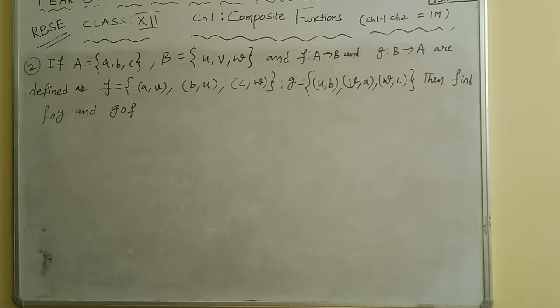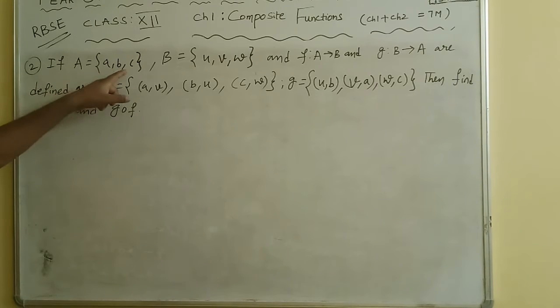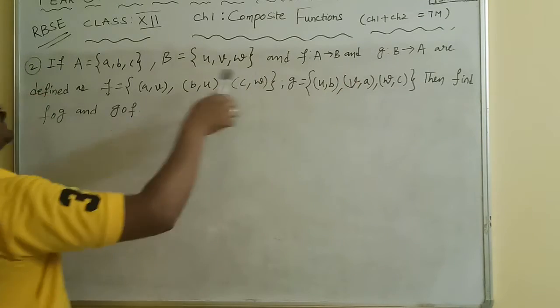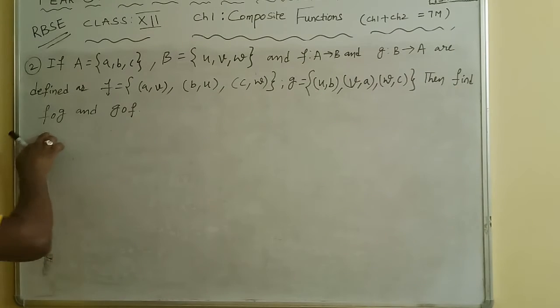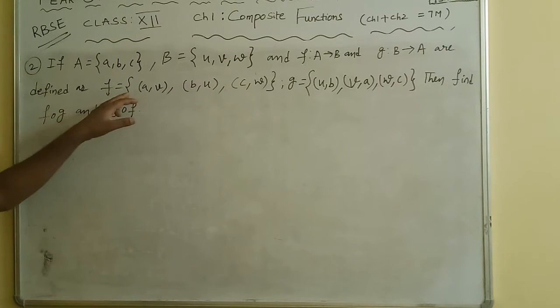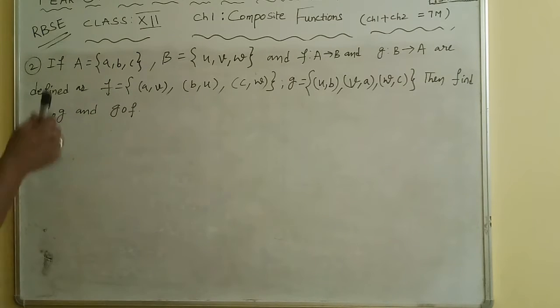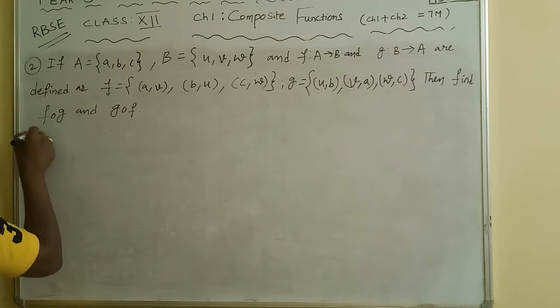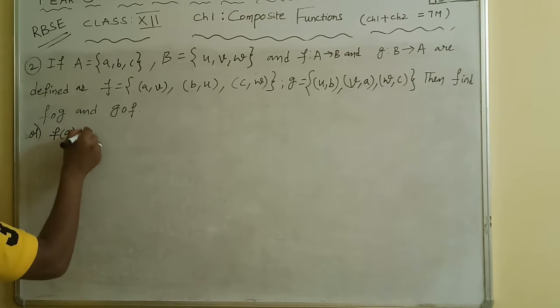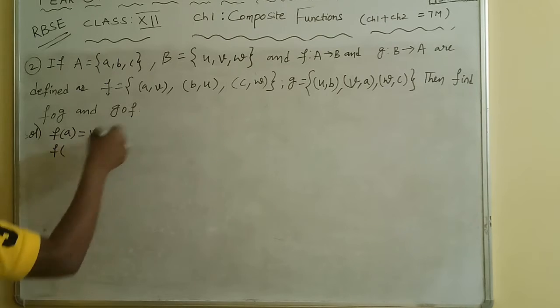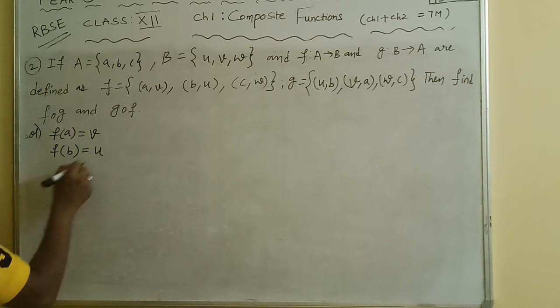Let's move on to the second problem. If A is equal to {a, b, c}, B is equal to {u, v, w}, and F maps A to B and G maps B to A, all defined as the given F and G, then find F circle G and G circle F. It's very simple. First, according to the given clues, how to write this? So first, in the solution, F of a is nothing but what they gave, v. Same method, F of b is equal to u. F of c is equal to w.